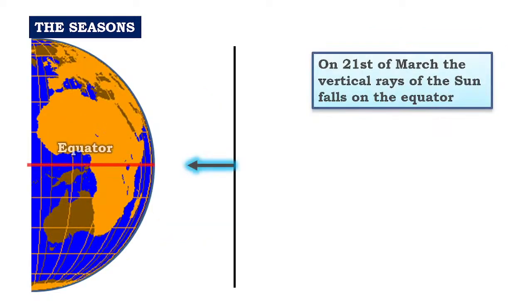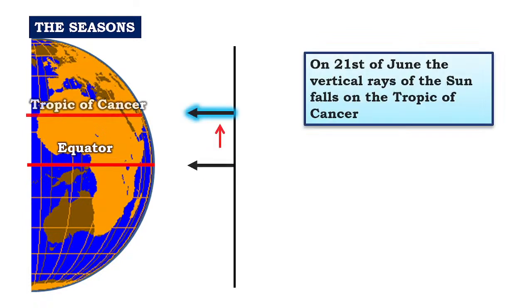Okay, idea is clear here? Now look at this. Imagine this is the equator. On the 21st March, the vertical rays of the sun fall on the equator. So this is the situation of the 21st March. On 21st June, what happens?